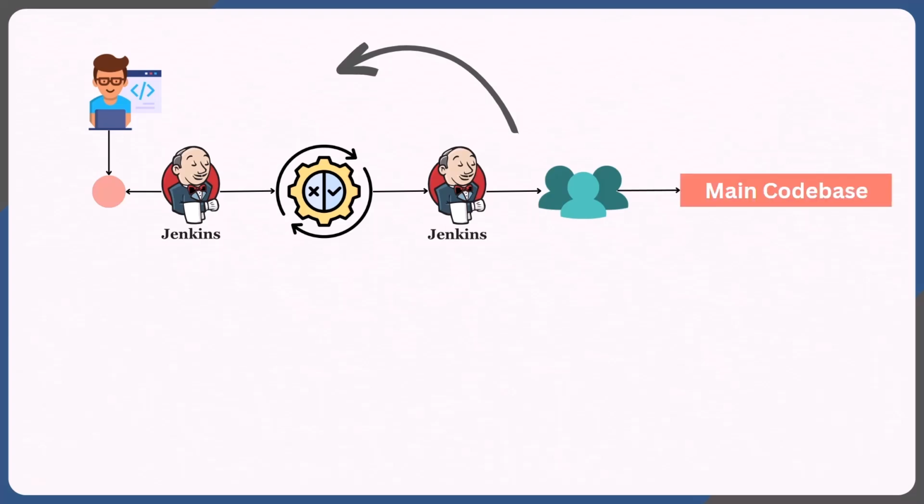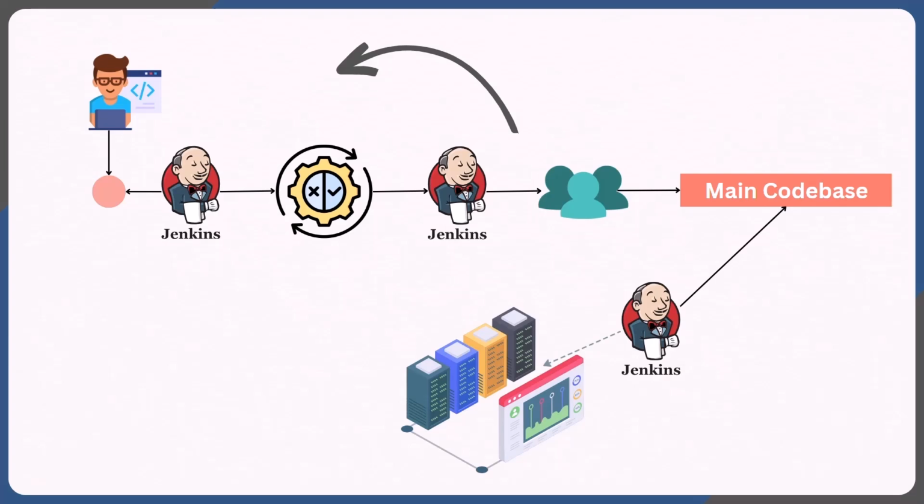wherein we're going to merge all those changes, or in other words, we're going to integrate all those changes onto the main code base. And before actually merging the changes, we might have a task in Jenkins to perform any additional tests or validations before merging the changes. Upon merging the changes or integrating the changes onto the main code base, we might initiate the process of deploying these changes on the production or the staging environment. And once again, Jenkins is going to do the job for us.